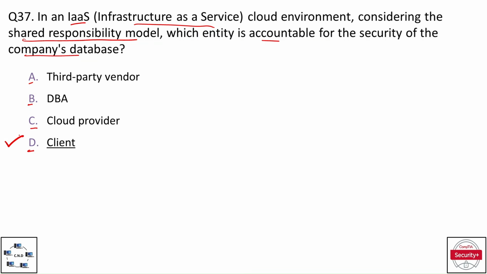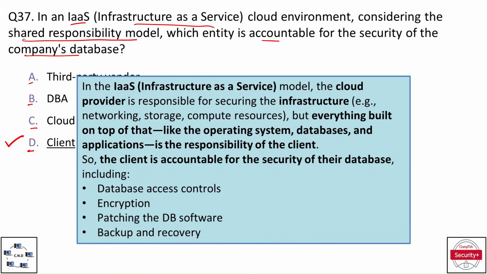option D, client. In the IaaS, that is infrastructure as a service model, the cloud provider is responsible for securing the infrastructure, for example, networking, storage, and compute resources. But everything built on top of that, like the operating system, databases, and applications, is the responsibility of the client. So the client is ultimately accountable for the security of their database, including the database access controls, encryption, patching the database software, and backup and recovery.